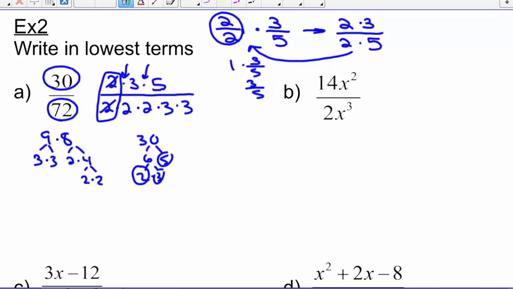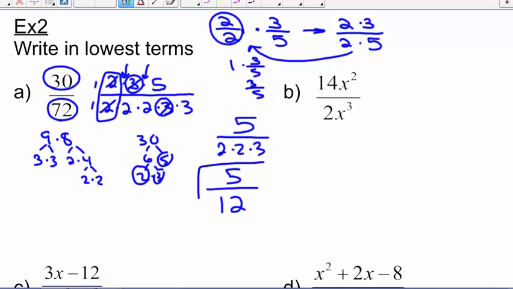3 over 3 is really just 1 here. And again, I can separate it because I am multiplying here. So what am I left with? A 5 on the top and a 2 times a 2 times a 3 on the bottom, or 12 on the bottom, 5 twelfths. So that's why we can simplify things.